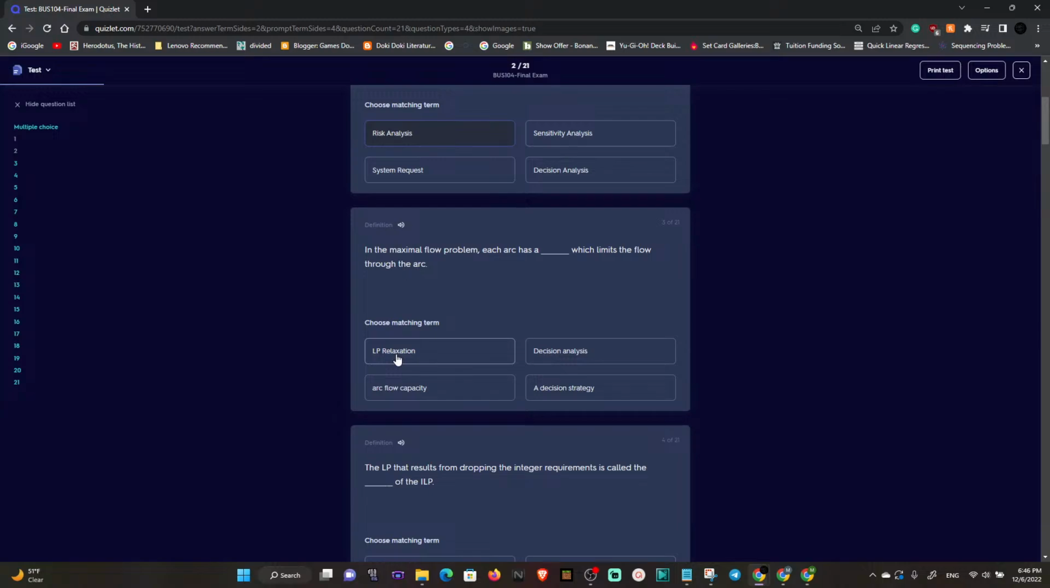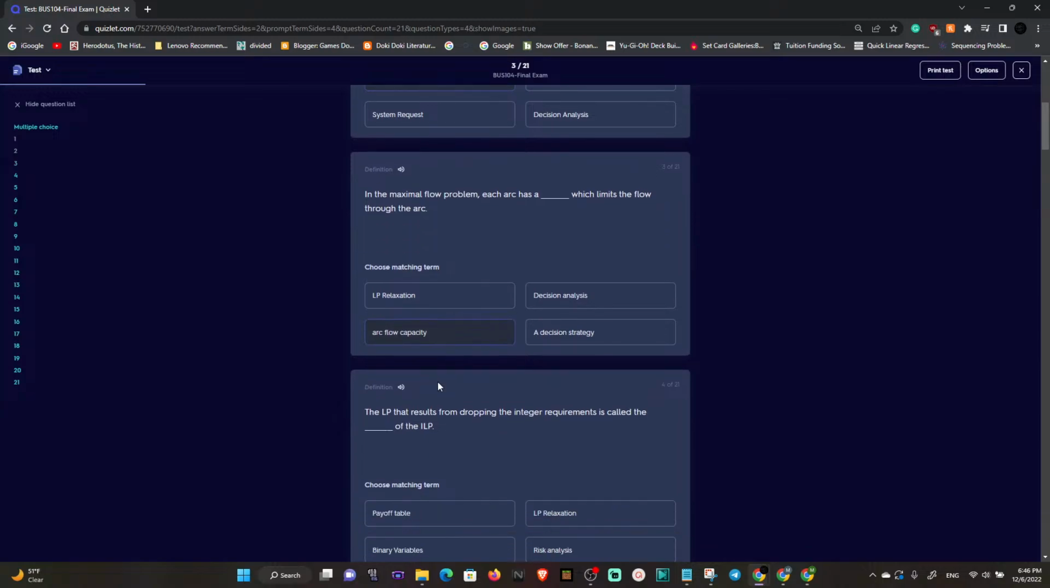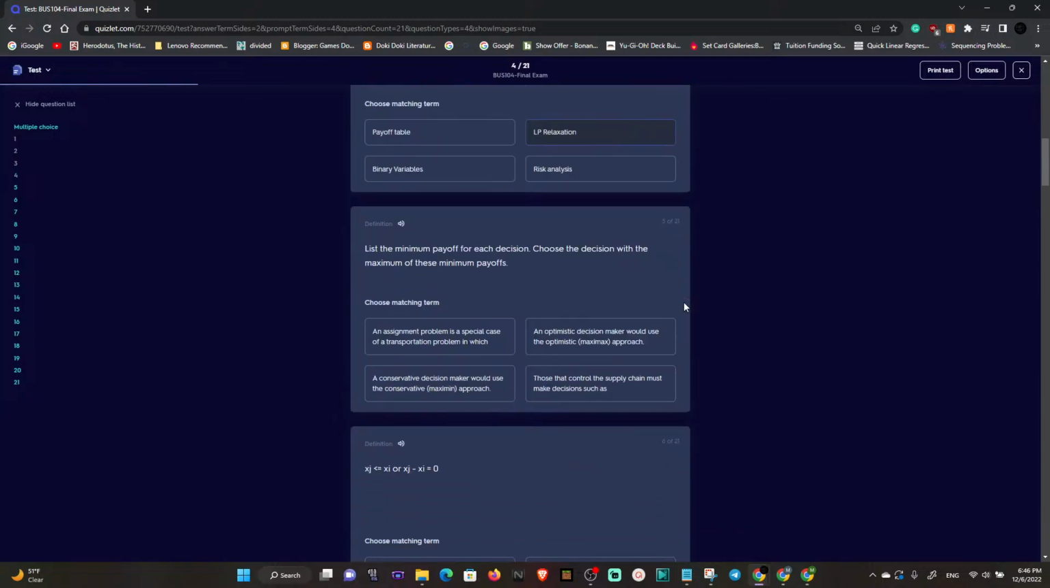In the maximum flow problem, each arc has a flow capacity. LP relaxation. Needs the minimum payoff for each decision. Choose a decision with the maximum of this minimum payoff. Minimum payoff, maximum of this minimum. Actually, I missed it. Or say C, optimistic decision maker.